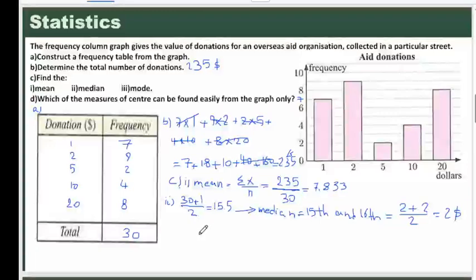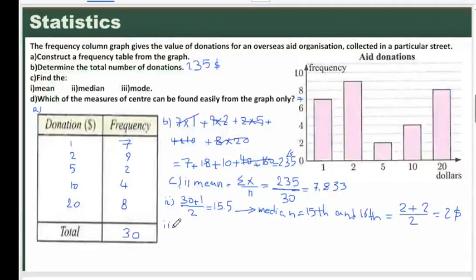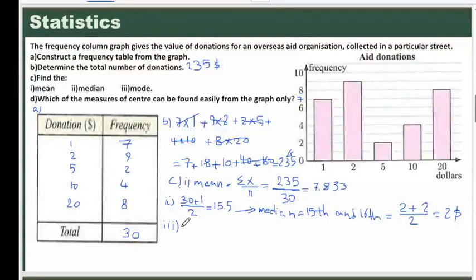And mode, we know the mode, we say mode is most often. So the most often here would be 9, that means $2 has more frequency, so it would be my mode. So here mode would be $2.